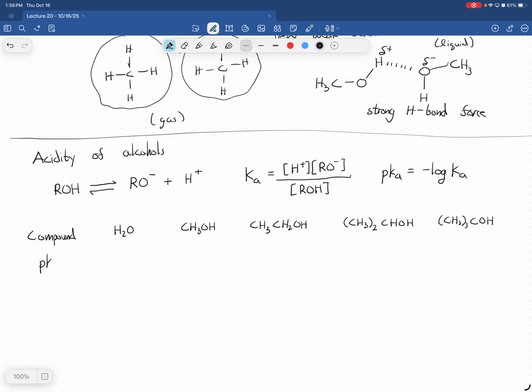All right, so here are the values of the pKa of our alcohols. 15.7 for water. Very close to water for methanol, 15.5. And then 15.9 for a primary, 17.1 for a secondary isopropyl, and then 18 for tert-butyl or tertiary one. So in this direction, we have decreasing acidity of alcohols.